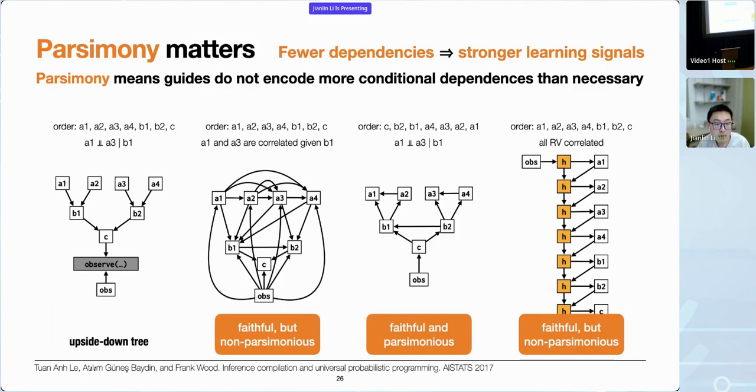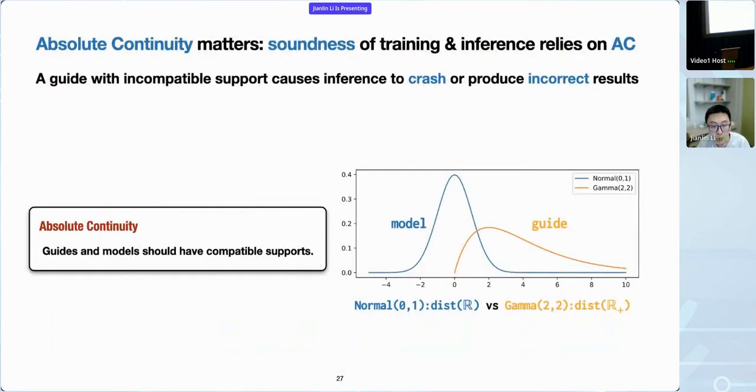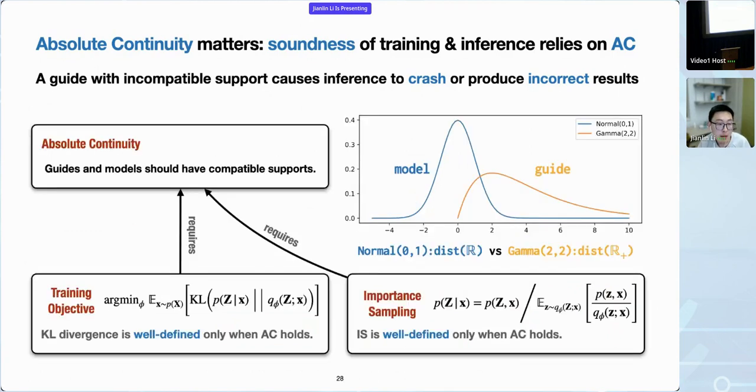Besides faithfulness and parsimony, there is a crucial soundness condition called absolute continuity. A guide with incompatible support causes inference to crash or produce incorrect results. For example, a guide program that uses a gamma distribution would be incompatible with a model that uses a normal distribution because it is impossible for this guide to propose samples that are negative reals. And both training and inference of deep amortized inference require AC, since these two formulas are well defined only when AC holds.